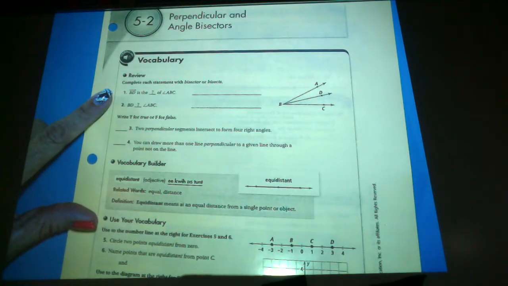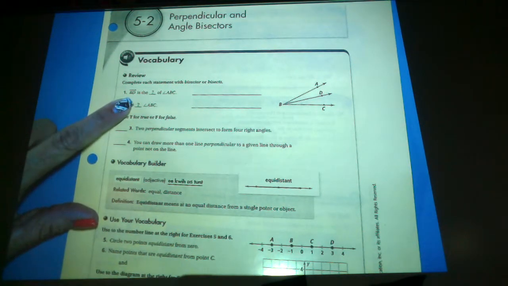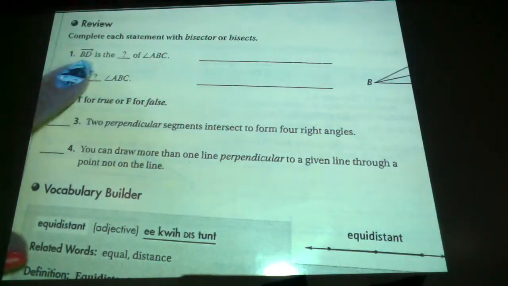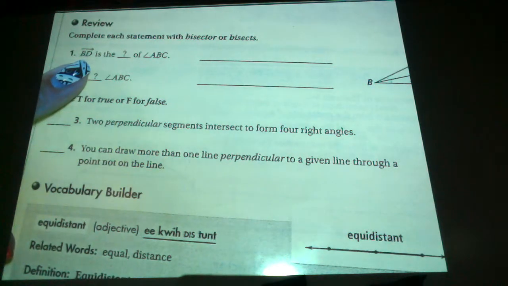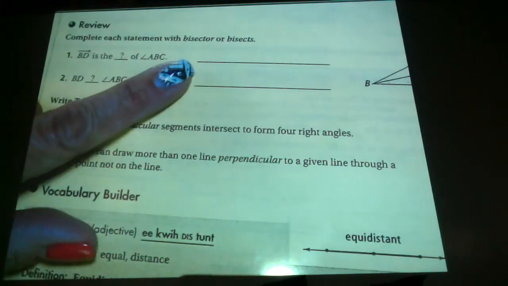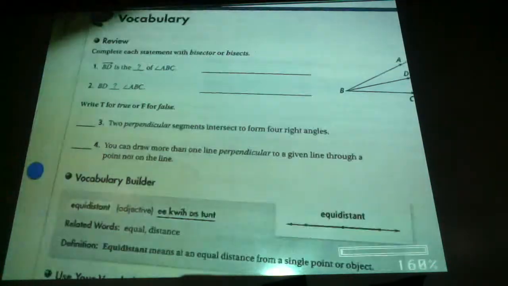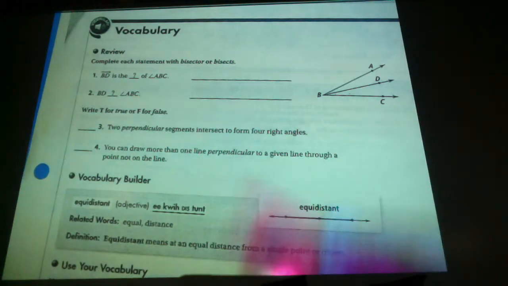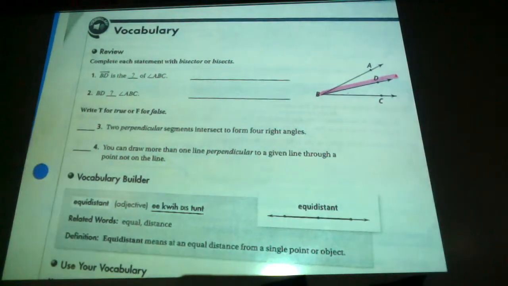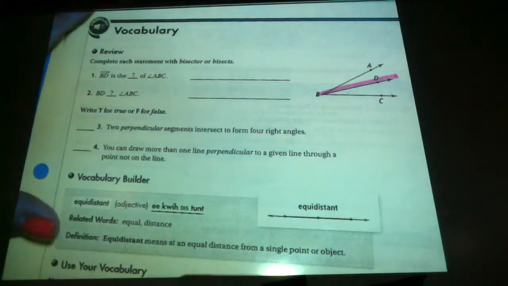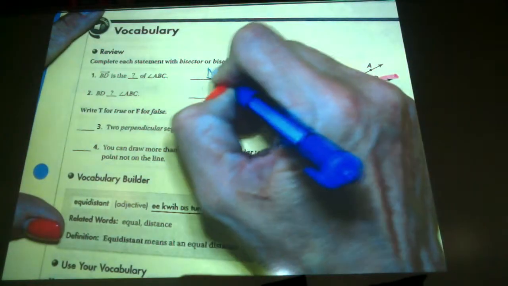Look at the question here. What's that notation saying? Yeah. Well, since we had a ray, right? So ray BD is the blank. You're either putting bisector or bisects of the picture there. So ray BD, is it the bisector or is it the bisects? That's the top one. It's the bisector.